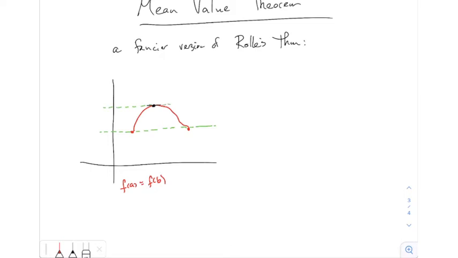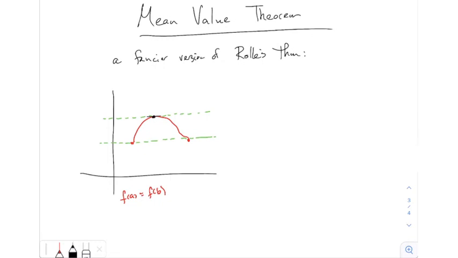This slope here also makes a horizontal, all right? Because f of a equals f of b, it means when I connect the two endpoints, I get a horizontal line. And the slope at that point in the middle is also a horizontal line, all right? The mean value theorem is like this, only it does not require that the two endpoints have the same value. So the mean value theorem is more like you just have two different values at the two ends.